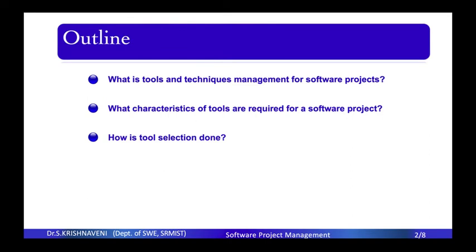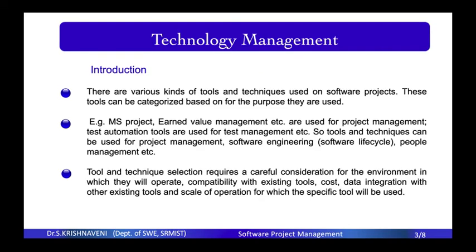The topics we are going to cover in this session: first, what are tools and techniques management for a software project, then what characteristics of tools are required for a software project, and finally, how is tool selection done. Let's begin the topic. Let's take a look at the technology management first.